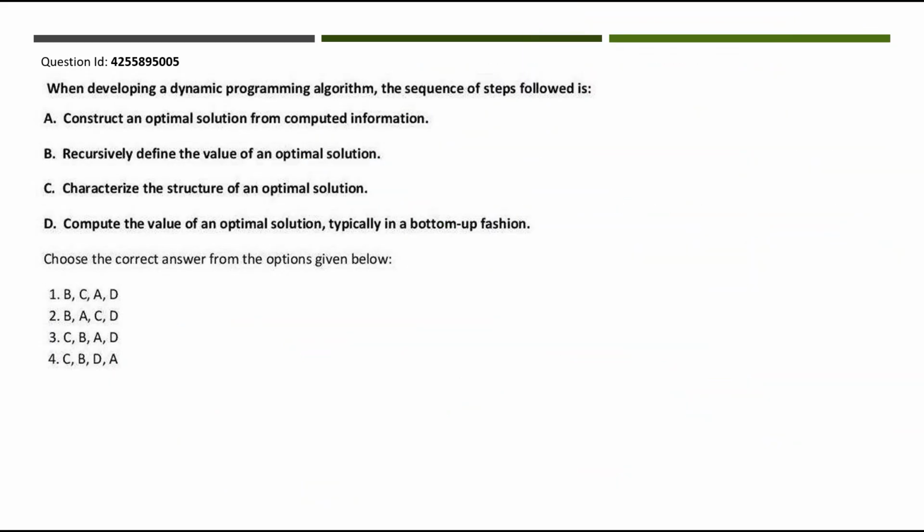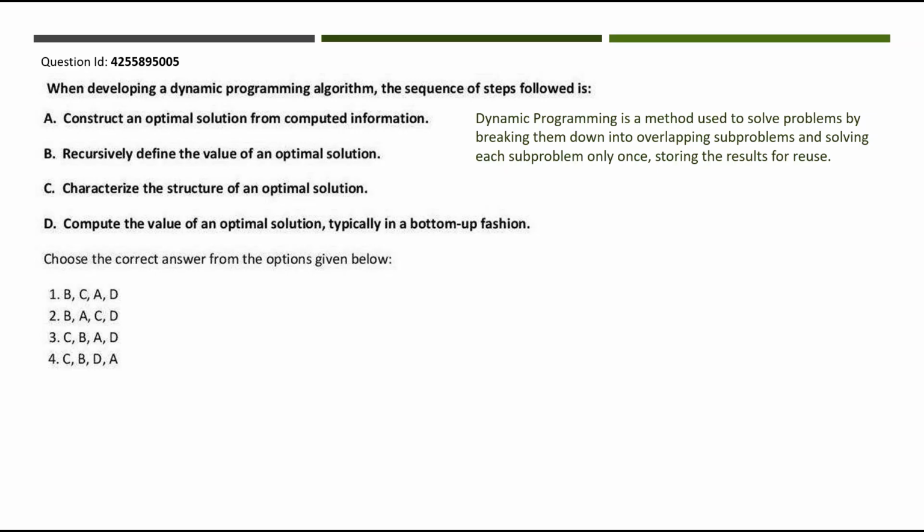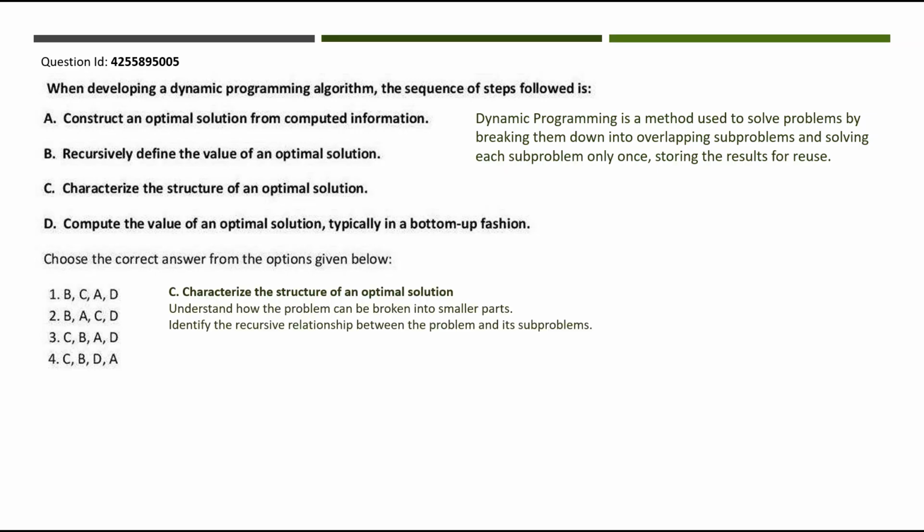Next question. When developing a dynamic programming algorithm, the sequence of steps followed is: dynamic programming is a method used to solve problems by breaking them down into overlapping subproblems and solving each subproblem only once, storing the results for reuse. This is what I have been telling you in the longest common subsequence problem. Now we will go for the steps. What is the first step? Characterize the structure of an optimal solution. C. This will be coming first.